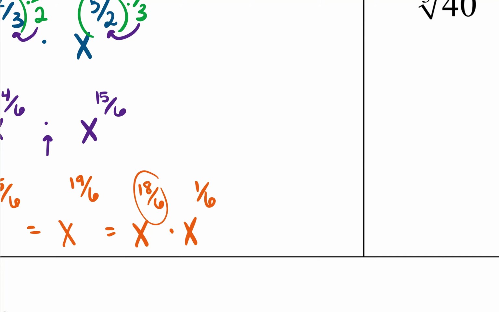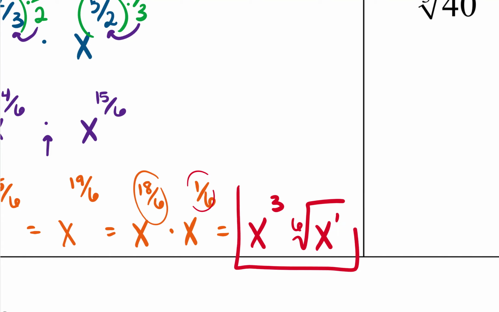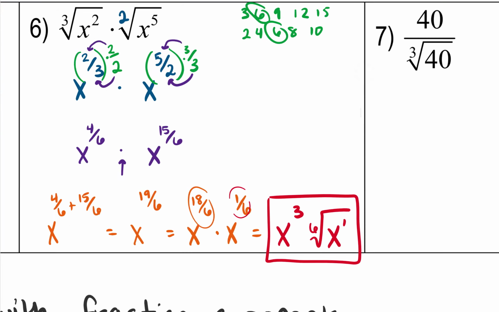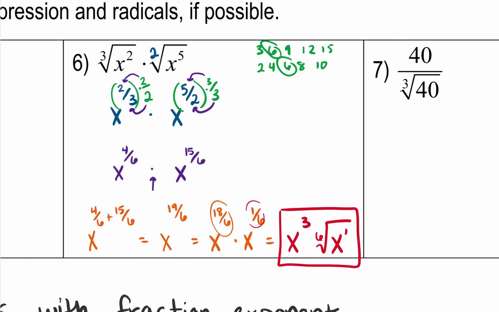So this first one, 18 over 6 reduces to 3. And then this 1 over 6 I can't reduce, so remember, my index is the bottom number, and my exponent is the top. I don't need that 1 there if you don't want to, that's fine. You can leave it, it's still right. I'm not going to count it wrong. So that's how you do that one.